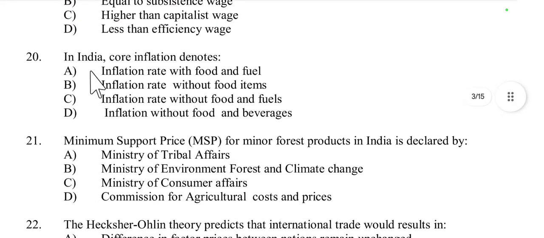Then question number 20. In India, core inflation denotes inflation rate with food and fuel.